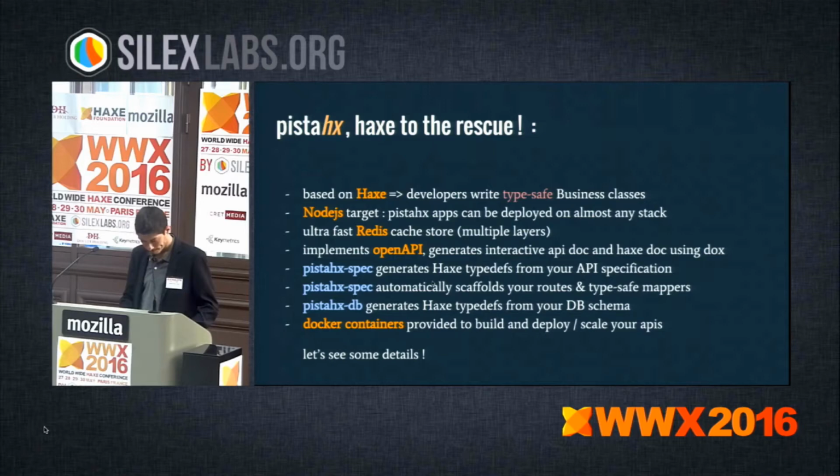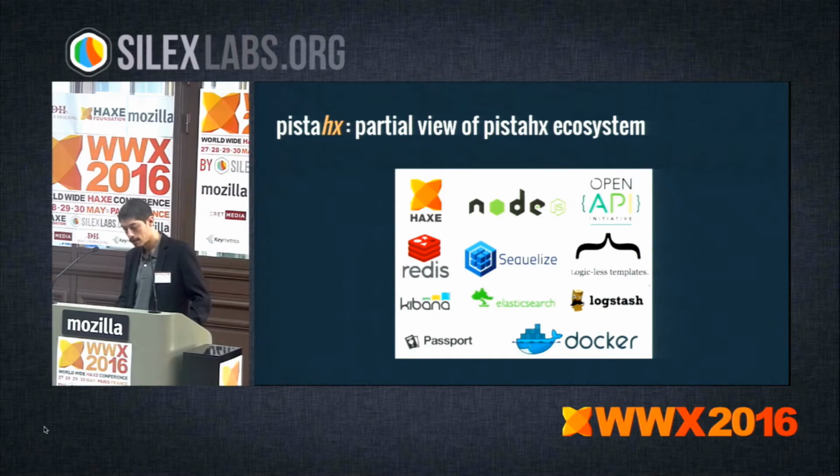Here is a partial view of the pistahx ecosystem for now. So it's of course based on Haxe. It targets the Node.js environment, implements the OpenAPI specification, and uses Redis as a fast cache store. Sequelize, I don't know if some people know it yet, it's an ORM, a multi-DB interface, so it can connect to MS SQL, for example, if your DB is on a Microsoft server, or SQLite if you develop a small application, or any other DB.